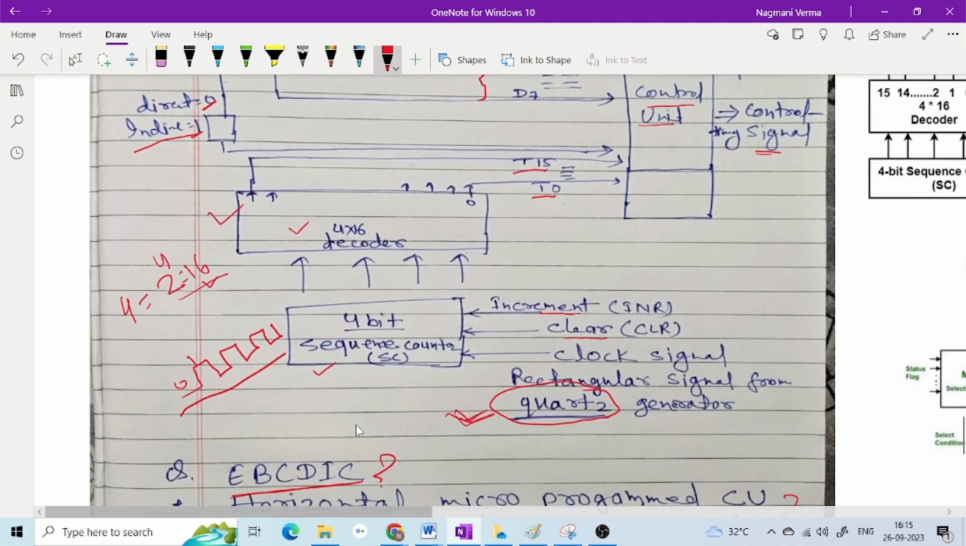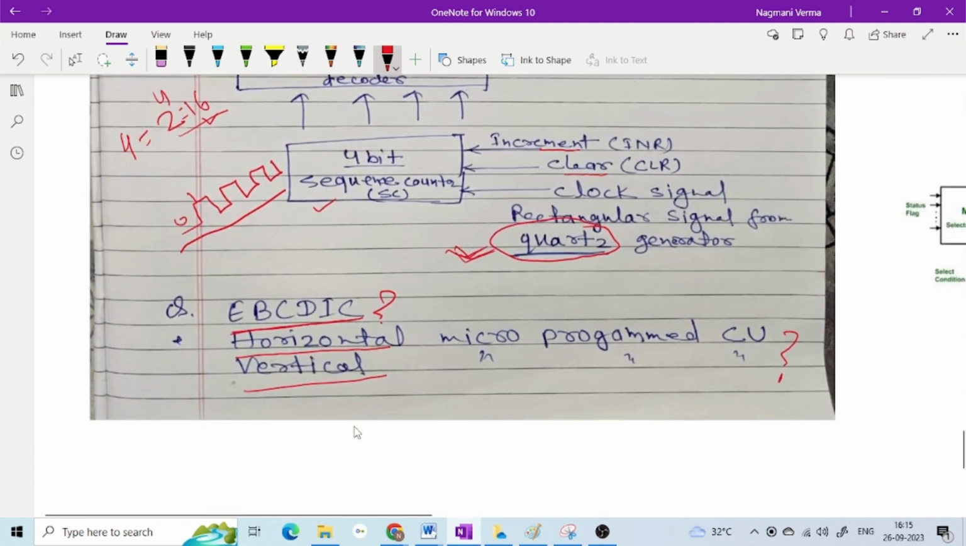Now in the next sessions maybe we will come with some MCQs. Can you check what is EBCDIC? I will discuss this one. I already discussed the horizontal and vertical microprogram control unit.